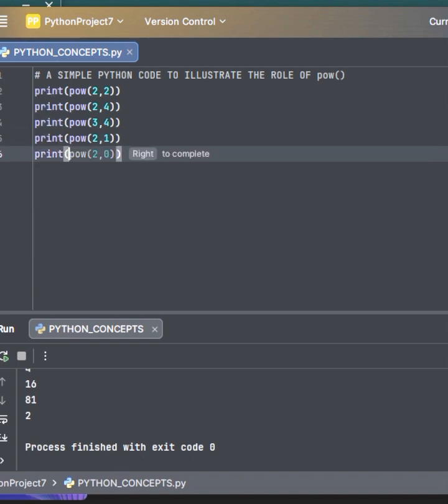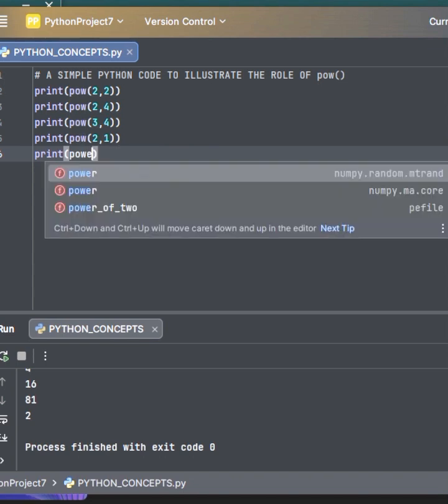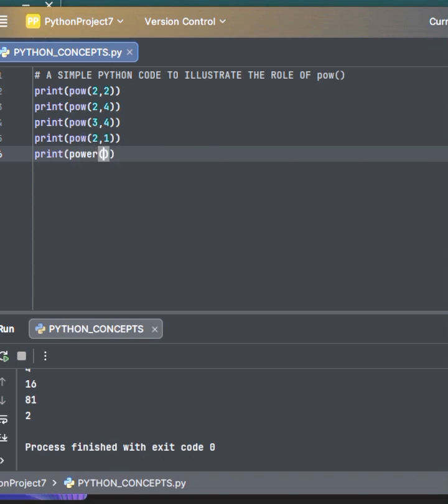We go to our example 5, where we will write print, then power, and then we open brackets, we write 3, and we write 2, and then we close the brackets. When we execute this, you will notice that it outputs 9, meaning it has multiplied 3 2 times, the same as 3 raised to power 2.